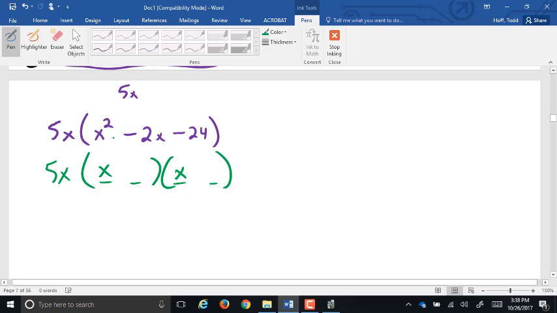So we've got x and x make x squared. It's a negative 24, so we know one's going to be positive and one's going to be negative. Could be 1 times 24, 2 times 12, 3 times 8, or 4 times 6. Which one do we want to try?